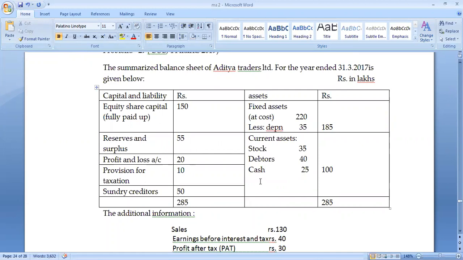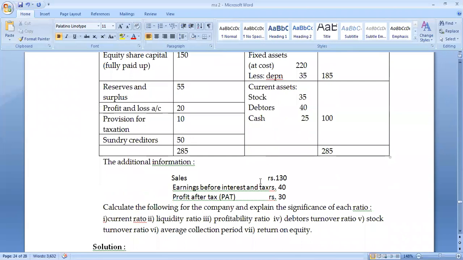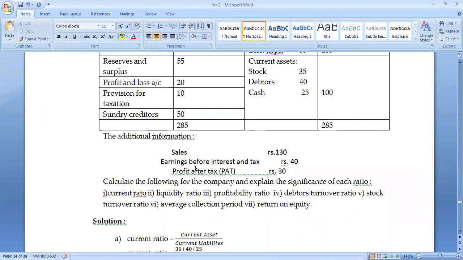That's all. Okay. So these are the additional information which is given. Sales is given as rupees 130. Earnings before interest and tax is given as rupees 40. And one more, profit after tax, which is given as rupees 130. Sorry, so PAT, profit after tax. Till now we have not found out the earnings before interest and tax and profit after tax. Meanwhile, we will also find out what these actually are and how to compute these values as well.